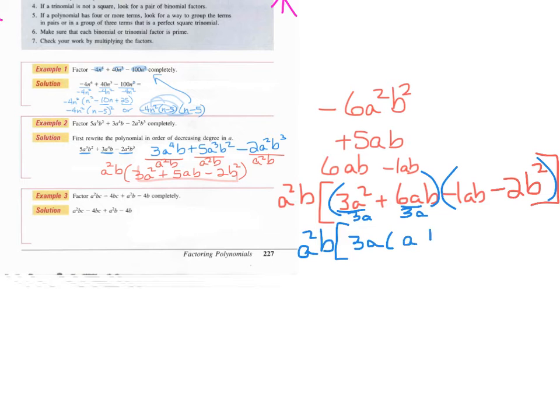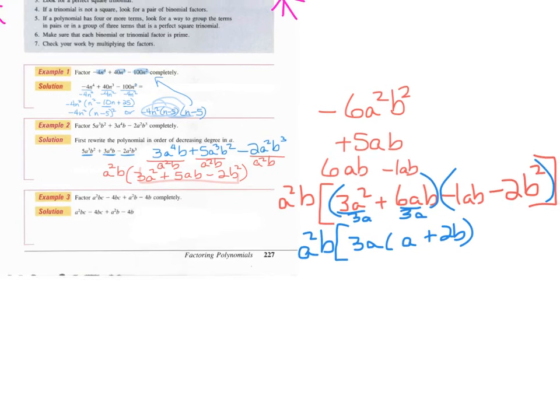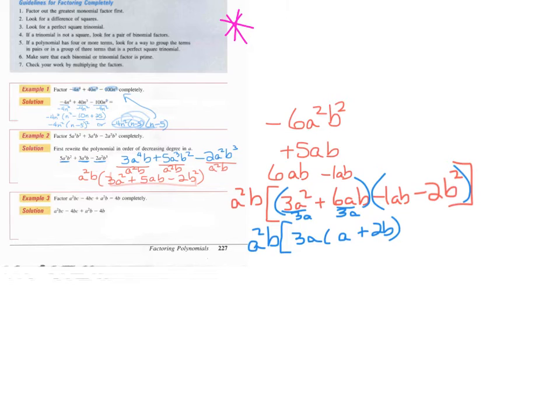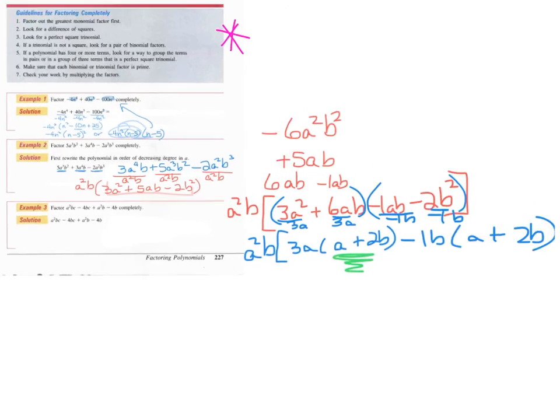And then here I get a plus 2b. Over here, I'm going to factor out a -1b GCF. So it looks the same. Remember, when you factor by grouping, it has to remain the same whatever I get after I divide. This has to look identical, otherwise I cannot factor by grouping. So it does look the same. Now I have a bracket here.